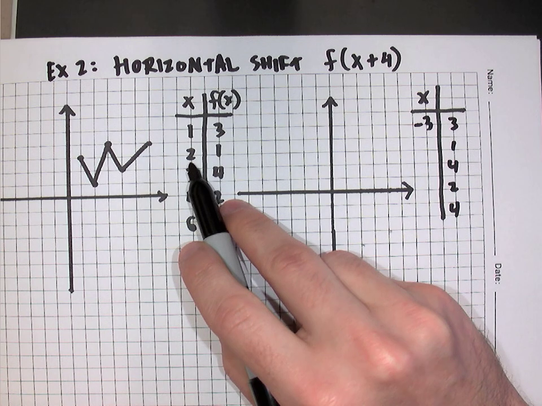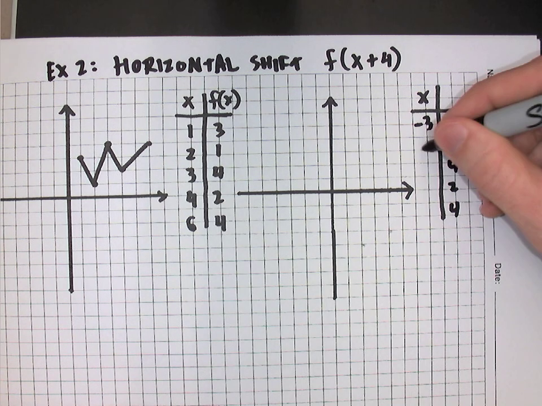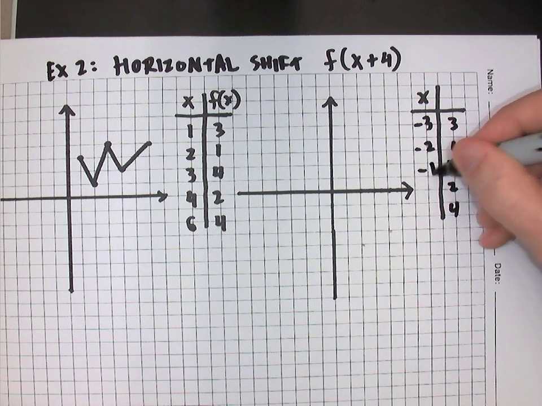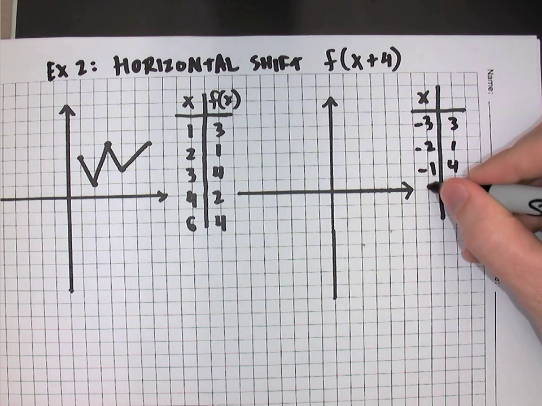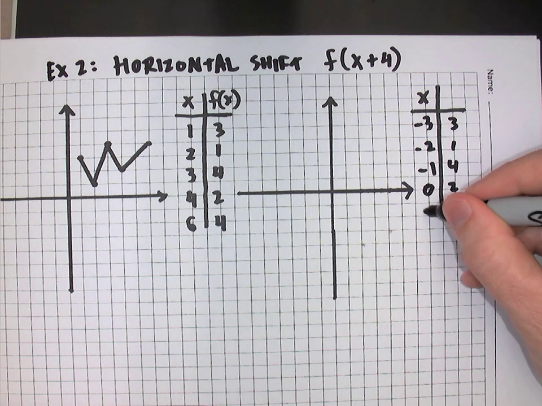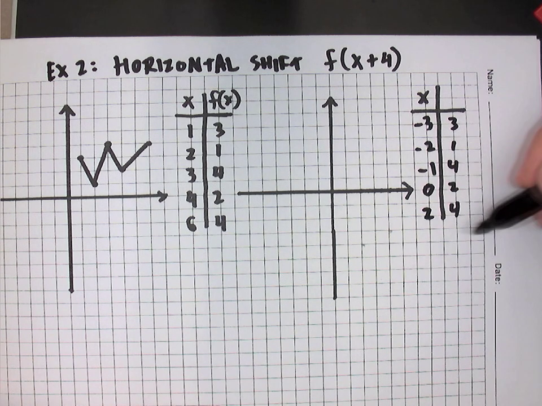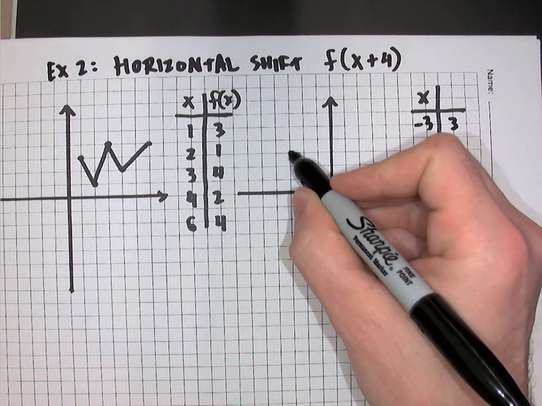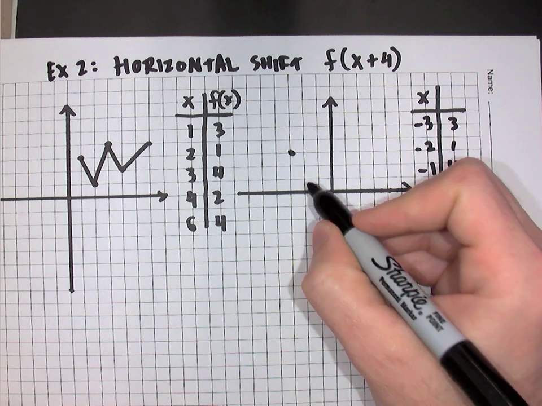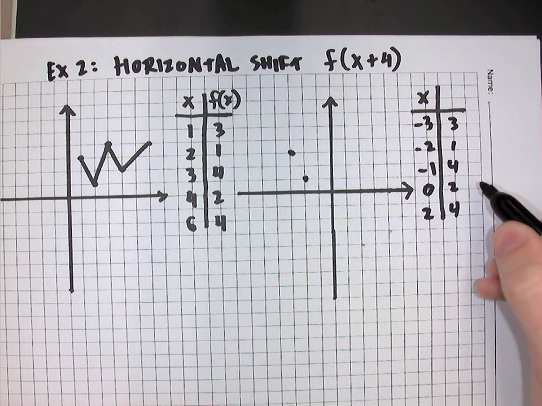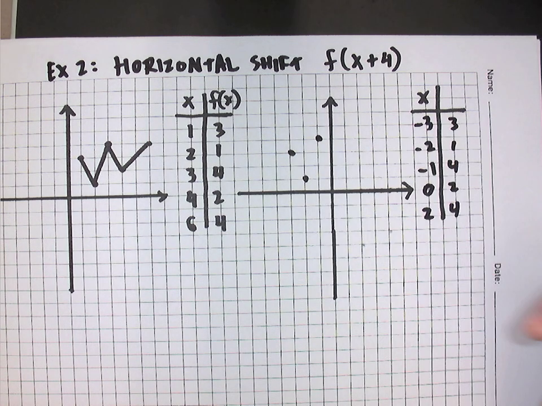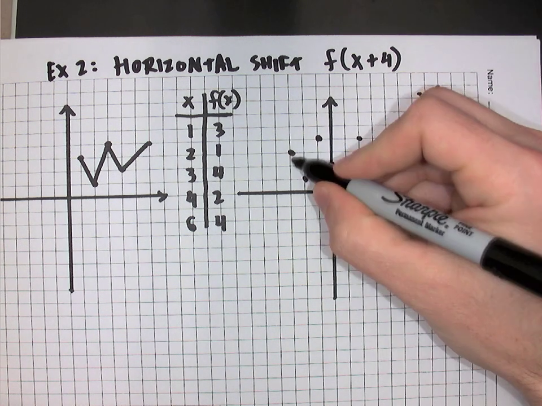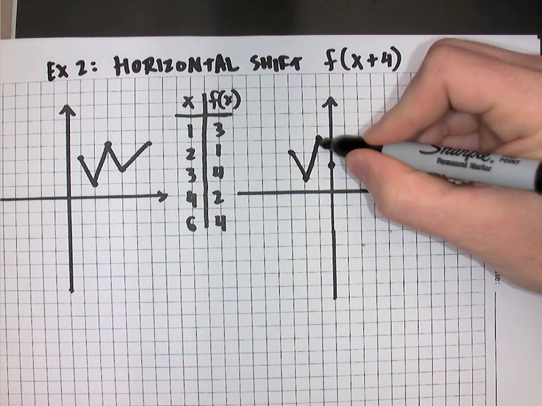So if I shift 2 to the left 4, that would give me negative 2. If I take away 4 from 3, that would give me negative 1. And if I take away 4 from 4, that would give me 0. Take away 4 from 6, that would give me 2. So these are the new ordered pairs that I'll see in my graph. And let's see what the picture would look like. Negative 3, 3 here. Negative 2, 1. Negative 1, 4. 0, 2. And 2, 4. And once again, you can see the general shape has been preserved.